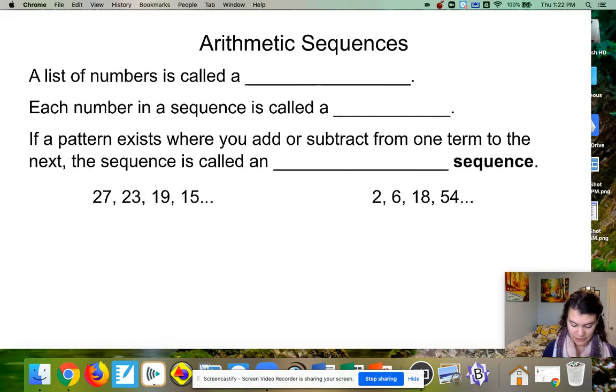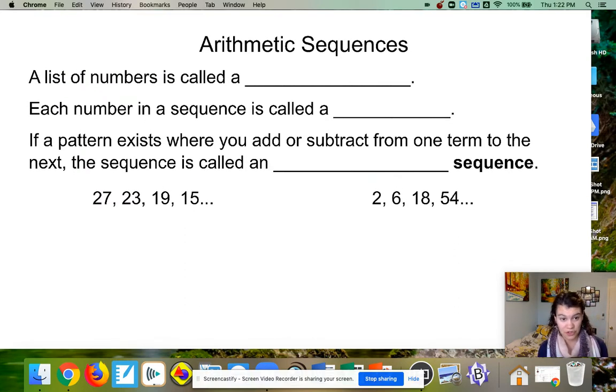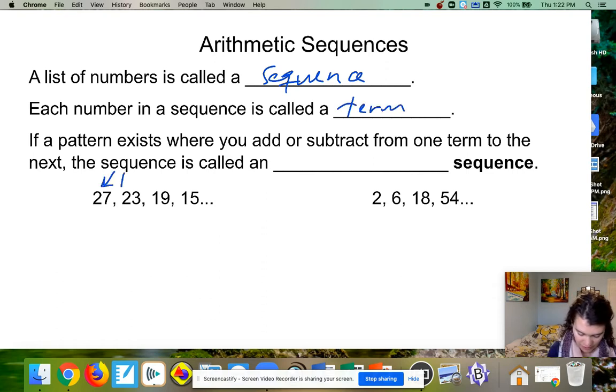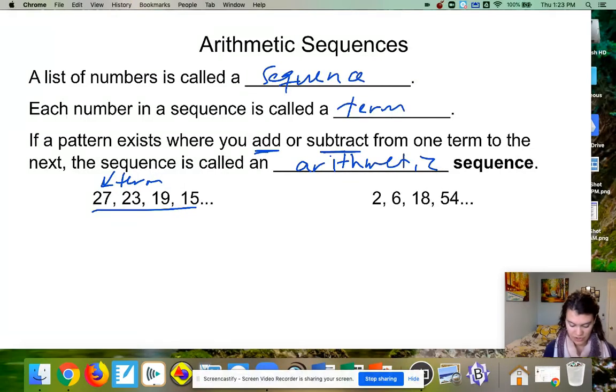So an arithmetic sequence is a specific type of sequence of numbers. If you list a bunch of numbers, a list of numbers is called a sequence. And each number in that sequence is called a term. So if we're looking at this, this would be one term, but the whole thing would be a sequence. If a pattern exists where you're adding or subtracting the same thing from each term, that sequence is called an arithmetic sequence.